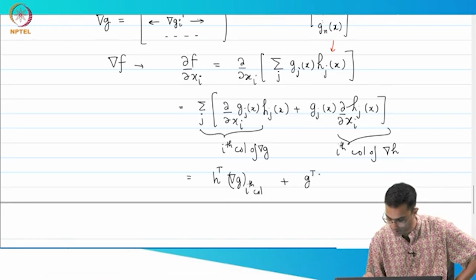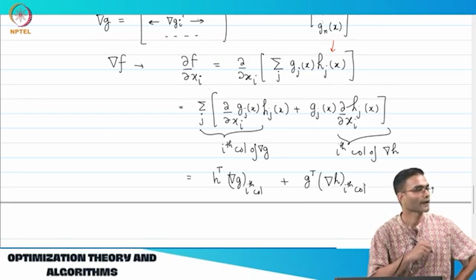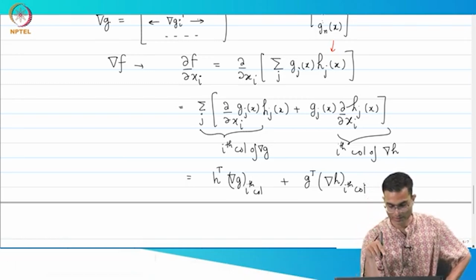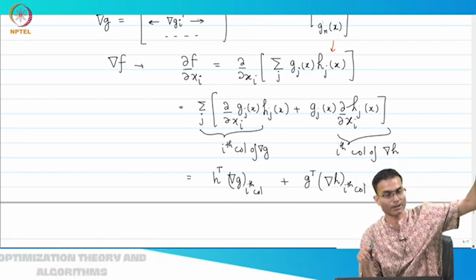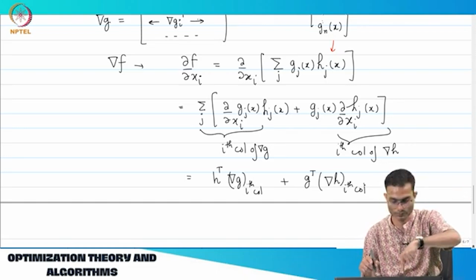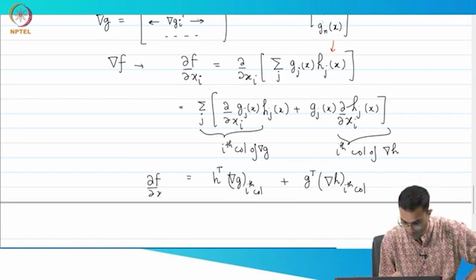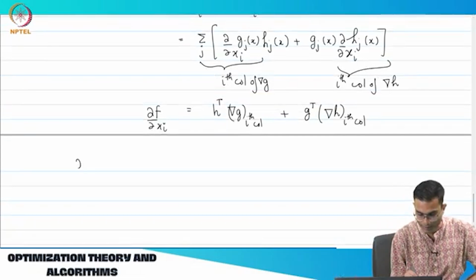g transpose grad h, which is a matrix, but I'm only going to take the ith column. So just visualize the ith column of grad g as dgj by dxi, a column vector. I am multiplying it by h transpose. If I multiply it by h transpose, I will get exactly the summation. Similarly for the second term. And this is df by dxi. So if I wanted to now write it like this, supposing I write like this.